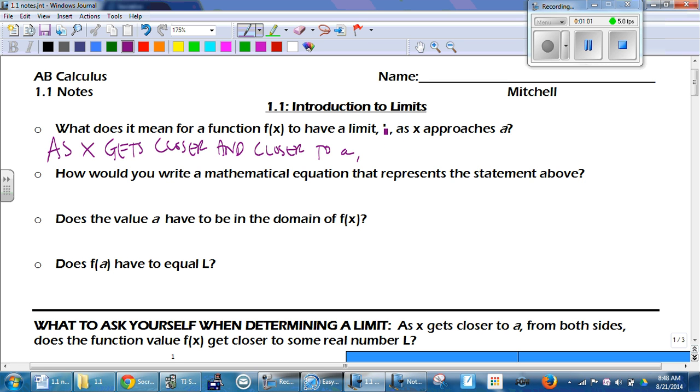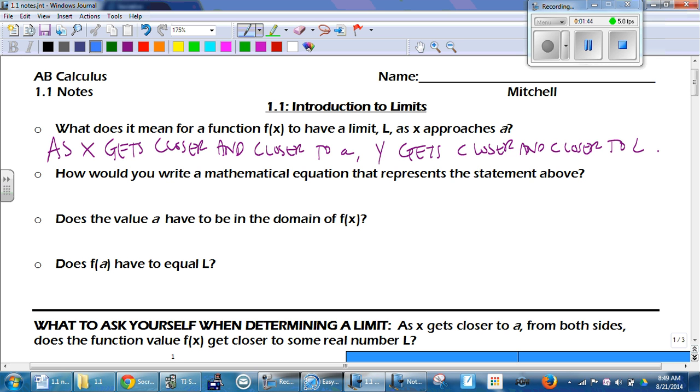Got another variable over here, L, right? So as x gets closer and closer to a, y gets closer and closer to L. How would you write this as a mathematical equation that represents the statement above? So this is getting at the notation, limit notation. How do we write this without having to say all this stuff? Anybody remember how to write that and how that kind of looked?